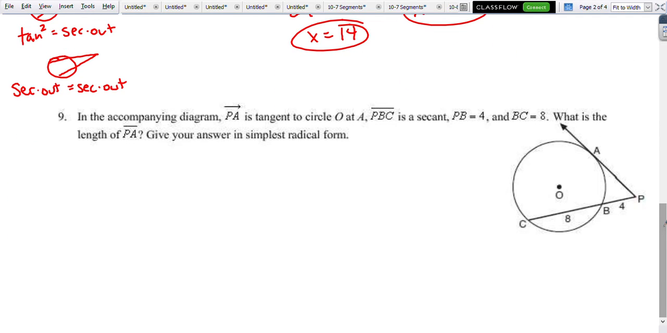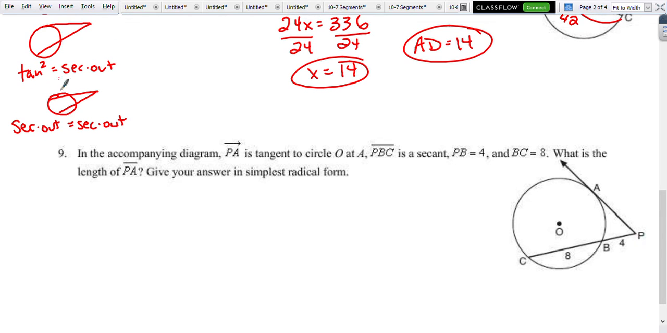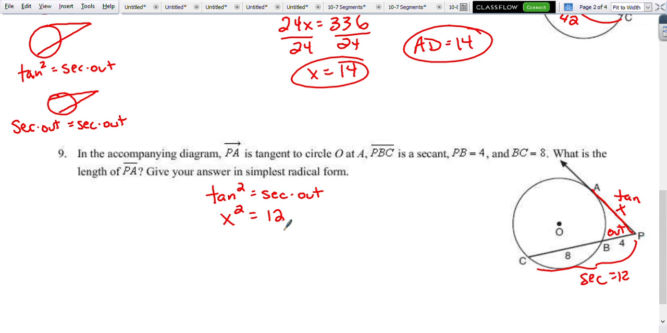Okay, this second one here, number 9, is this option, this tangent secant here, okay? So the tangent line is the measurable part from P to A. That's considered to be our tangent, okay? Remember, this is the entire secant, and this is the outside piece here, okay? So tangent squared is equal to the secant times the outside segment. I'm looking for AP, we'll call that x. The whole secant has a length of 12, and the outside piece is 4. So tangent squared, x squared, is equal to 12 times 4. So x squared is equal to 48.